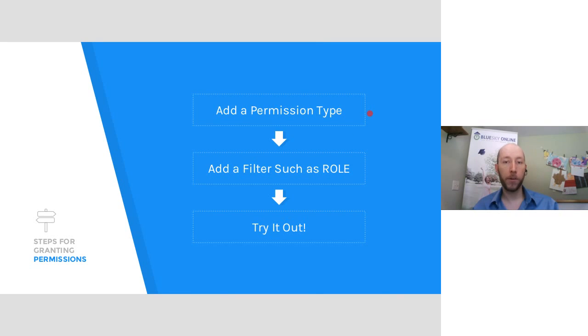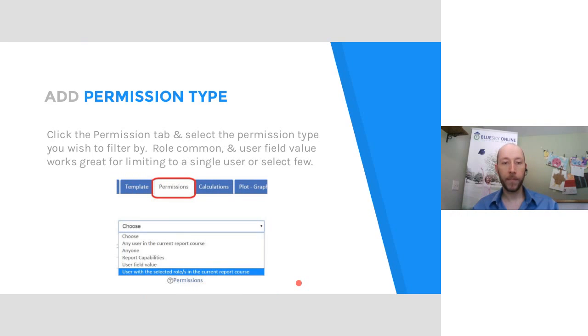I'll give you a brief overview of how you can assign a report based on a role. First, you'd wish to add a permission type, add a filter such as role, and try it out. So first you want to start by clicking on the Permissions tab, and you can select in the drop-down menu the user with the selected role in the current report course. You may select a different option. Sometimes I'll use the user field value and just determine what the ID number of that user is, and that's how I could assign it to a particular person.